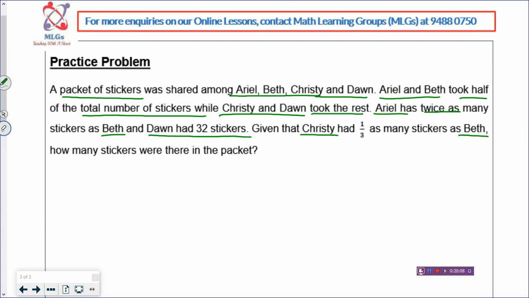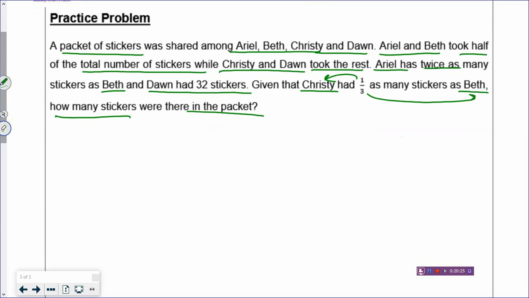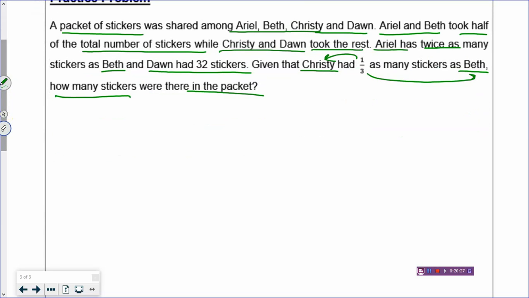Now, if you see a fraction like this, Christy had 1/3 as many as Beth, arrow pointing. So the numerator points to the first person, denominator points to the second person. So how many stickers were there in the packets? Okay, so let's draw the model. So what kind of model would you like to draw? Parts whole comparison. Parts whole model is more suitable because there's no more than or less than. So alright, let's draw out the parts whole model.